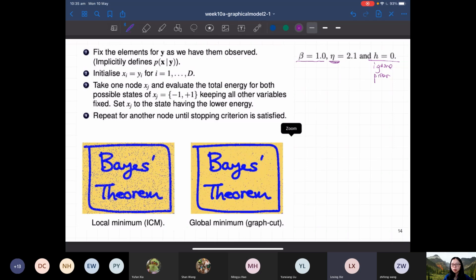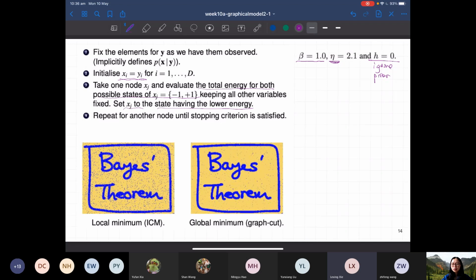Starting from the very noisy image that we saw, we can, let's say, initialize all xi's and yi's to be the same. And then we take one node and evaluate the total energy for both possible states, right? Keeping all the other variables fixed. So basically, we try to flip one pixel and see if it lowers the total energy. So then we set xj to the state having the lower energy.